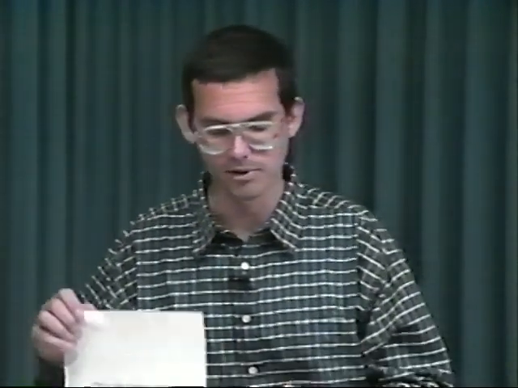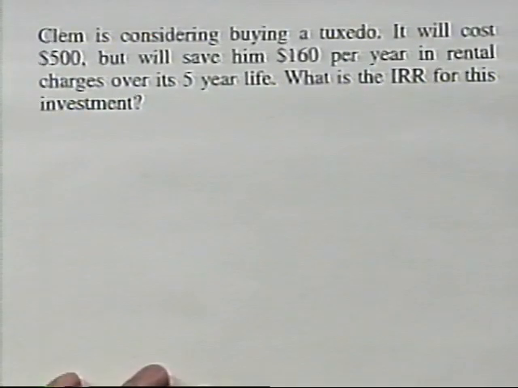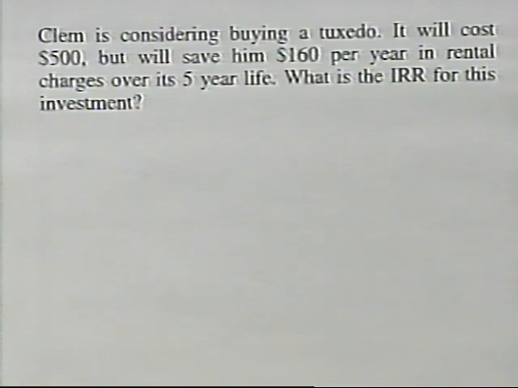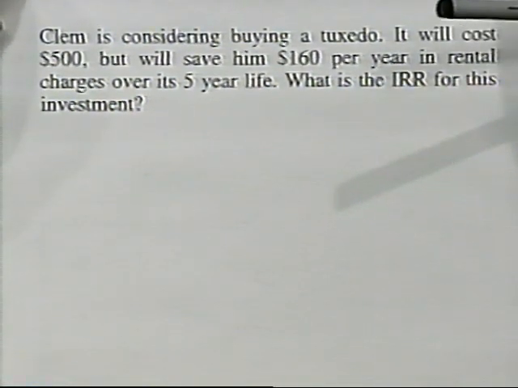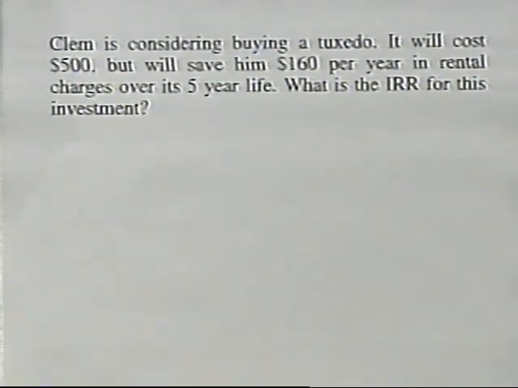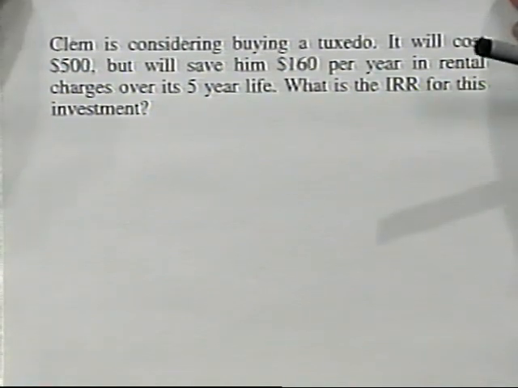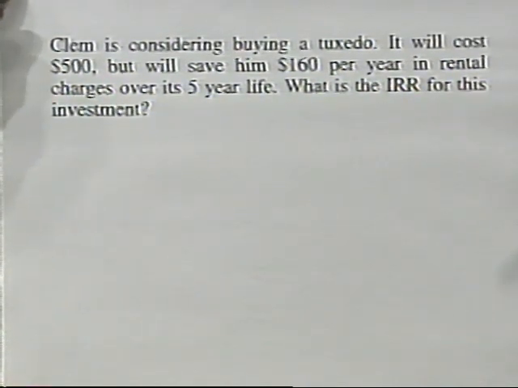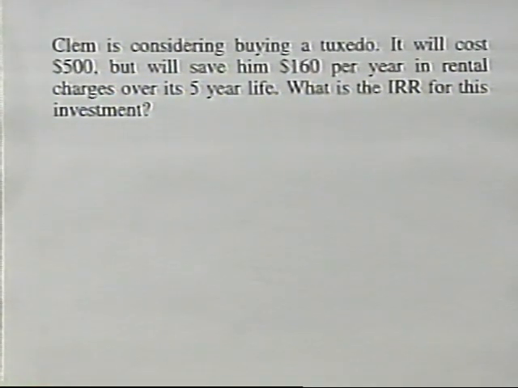Let's give a more concrete example. Clem's considering buying a tuxedo. Most of us don't need tuxedos, but Clem is the age where most of his friends are getting married, and he finds himself spending money on renting tuxedos for these weddings all too often. So he wants to assess whether it's worthwhile for him to invest in a tuxedo. The tuxedo he calculates will cost him $500, but it will save him $160 per year in rental charges over a 5-year life. And the question is, what's the internal rate of return for this investment?